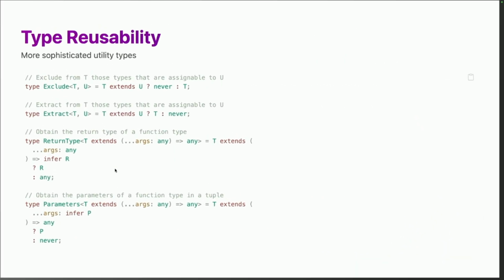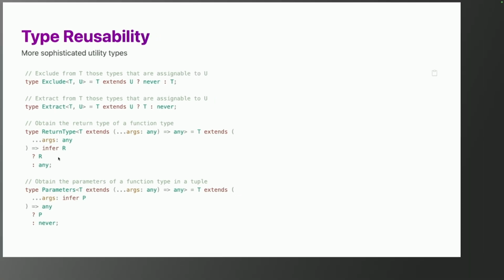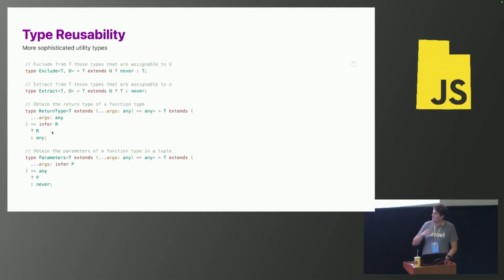On top of that, you also get a lot more sophisticated utility types. So again, going back to the utility types that TypeScript provides, a lot of the really powerful ones, Exclude, Extract, ReturnType, and Parameters, those are all powered by conditional types. And infer on top of that inside of ReturnType and Parameters. So a lot of these things are only doable with conditional types, so that's super awesome.